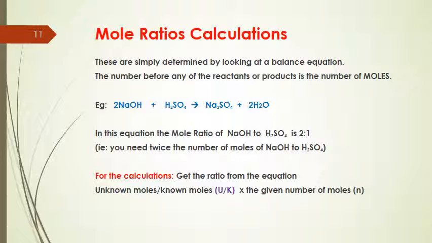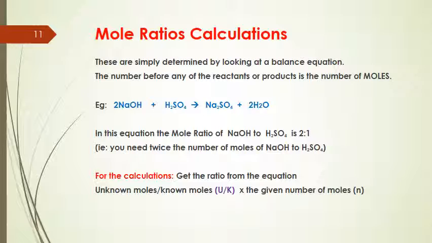Right, so the final example is mole ratio calculations, kind of the key advantage of stoichiometry and why we have the mole. So these are simply determined by looking at a balanced equation. The number for any reactants is considered the number of moles. So for example, in the equation of sodium hydroxide reaction with sulfuric acid, giving sodium sulfate and water, 2 moles of sodium hydroxide react with 1 mole of sulfuric acid to give 1 mole of sodium sulfate and 2 moles of water. So therefore, the mole ratio between the sodium hydroxide and the sulfuric acid is 2 to 1.